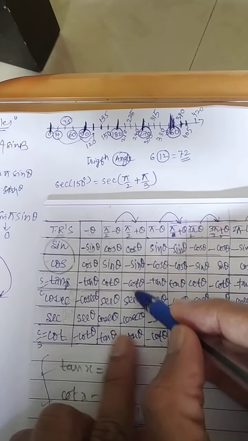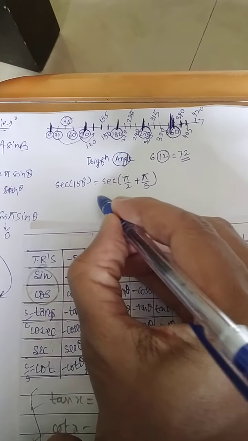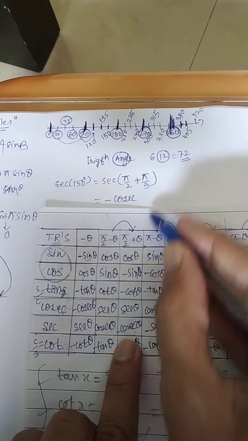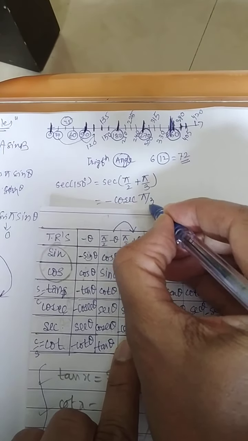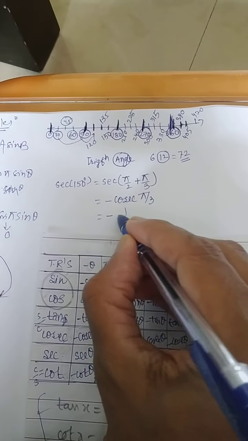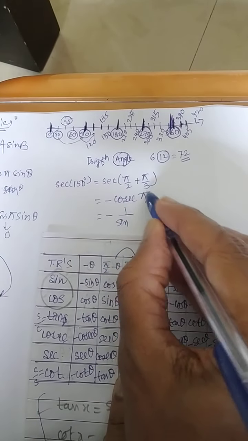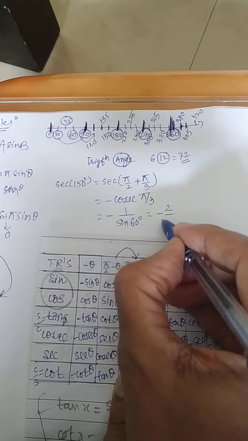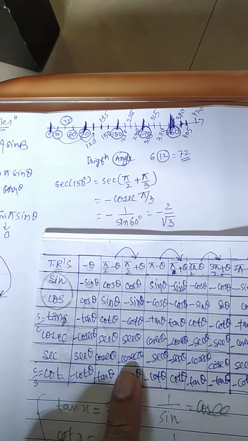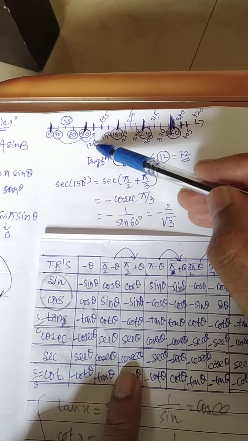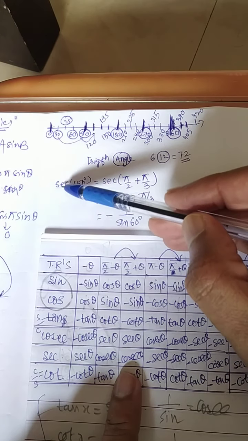It means I have to come over here. So what is the answer? Its answer is minus cosec theta. What is theta over here? Cosec pi by 3, and this minus stays minus. If you are not comfortable with this, it is 1 by sin pi by 3. If pi by 3 is not comfortable, then you can write 60. So your answer is minus 2 by root 3. Minus 2 by root 3. This is one. So for the sec question, I can ask anything over here.